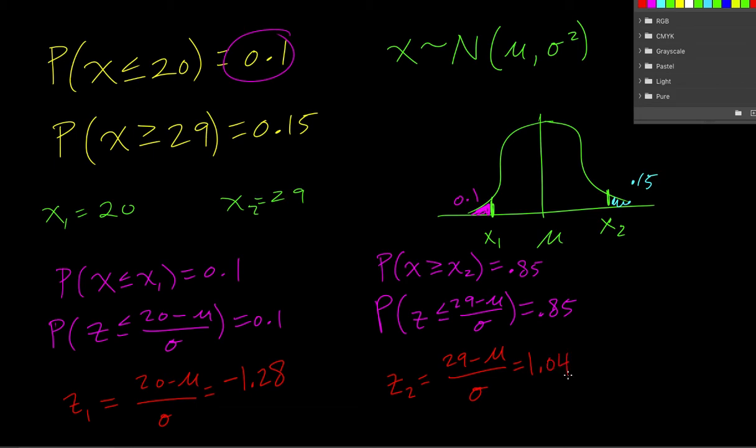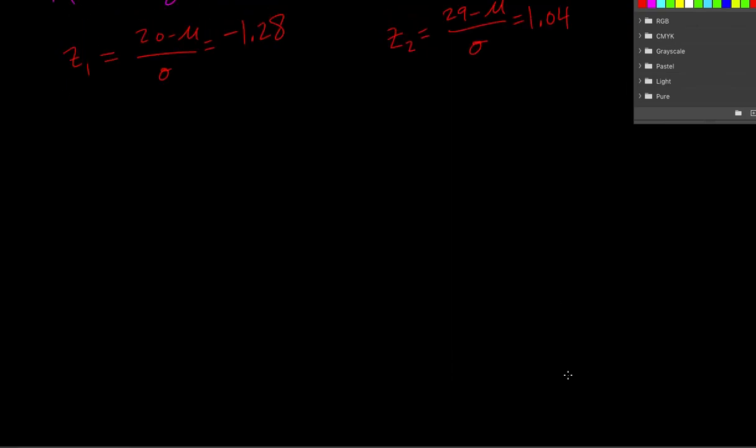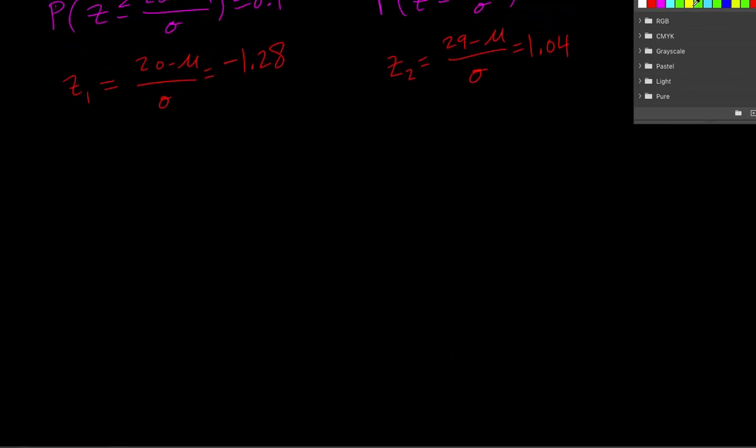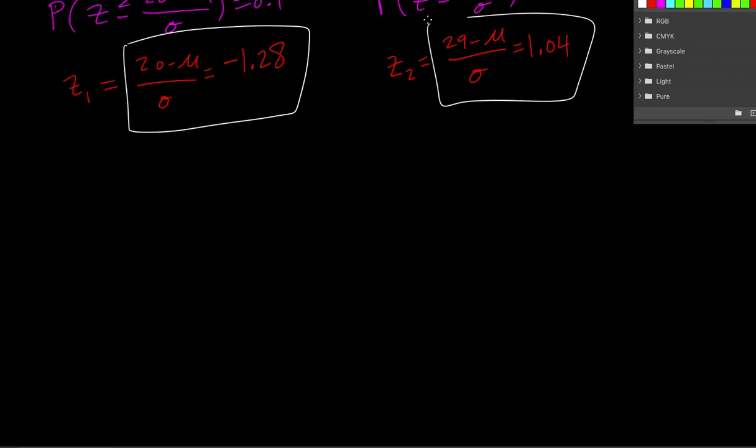Okay, now we're going to go down here. We're going to use both of these to figure out what mu and sigma are. So I'm going to take just this piece and this piece. I'm going to break up that fraction, so I'm going to bring my sigmas up. So I'm just multiplying both sides by sigma. So we get 20 minus mu equals negative 1.28 sigma, and then similarly, we end up with this.